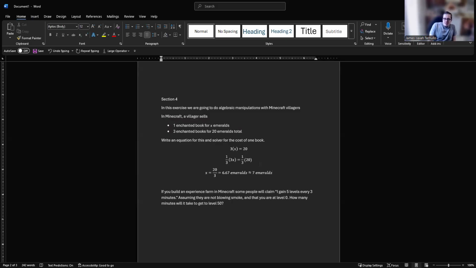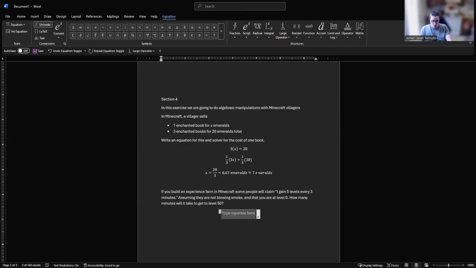All right, so this is the most basic of the algebraic manipulations. We can make this a little more difficult, but not too much, and we can ask ourselves a second question. If you were to build an experience farm in Minecraft that some people will claim, I gain 5 levels every 3 minutes with this experience farm. Assuming that they're not blowing any smoke and that you are at level 0, how many minutes will it take for you to get to level 50 with this experience farm in Minecraft?